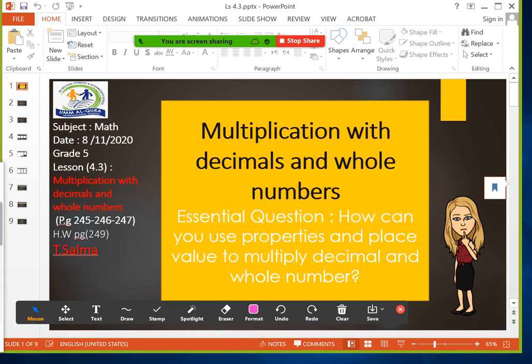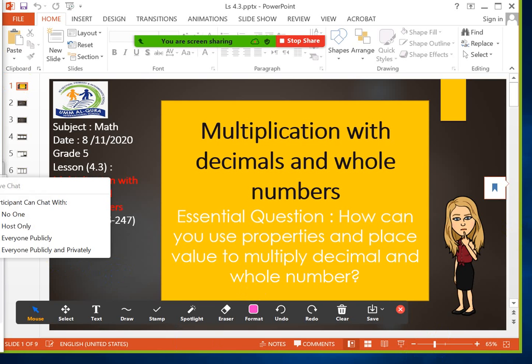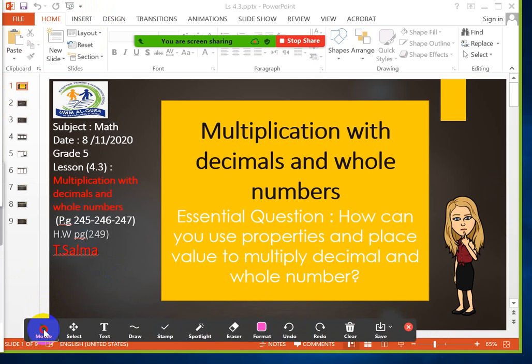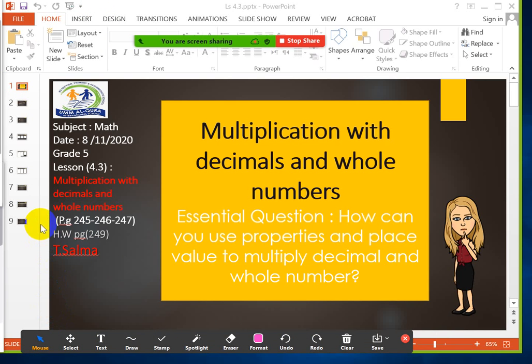Okay, girls, yesterday we talked about how to multiply a decimal with a whole number, and today we will continue our lesson. Please, if you can hear me clearly, type 1 in the chat. Thank you, girls. Thank you so much. So yesterday we talked about how to multiply decimals with whole numbers.